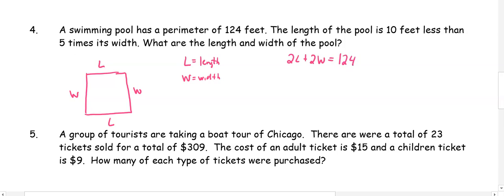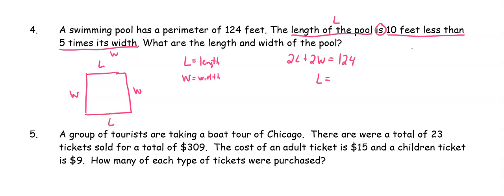Now, the second sentence gives us a relationship here. It says the length of the pool, which is L, is 10 less than 5 times its width. So L equals 10 less than 5 times its width. We want to go backwards here, because before we can do 10 less, we have to know what we're 10 less of. So we have 5 times its width, which is going to be 5W, and then 10 less, so we're going to subtract 10.